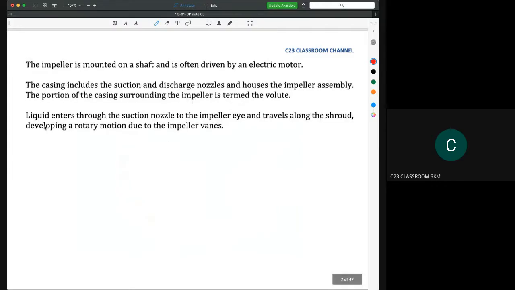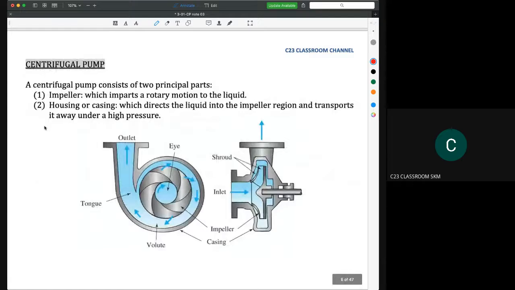The impeller is mounted on a shaft and it is often driven by an electric motor. The casing includes the suction and discharge nozzle and houses the impeller assembly. The portion of the casing surrounding the impeller is termed the volute. Liquid enters through the suction nozzle to the impeller eye and travels along the shroud, developing a rotary motion due to the impeller vanes.